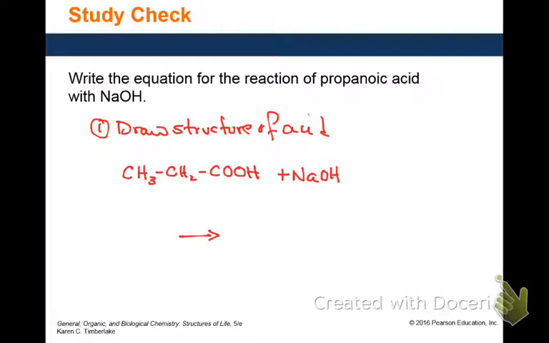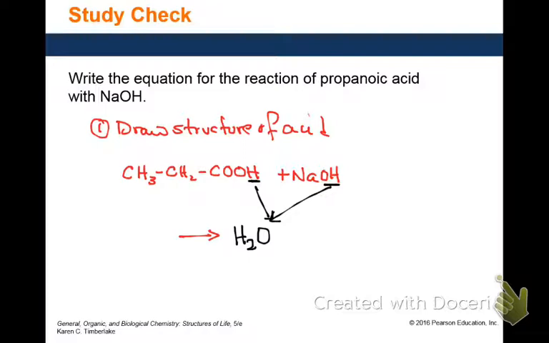What will that do? What's one of the products always in these kinds of reactions? Water. So start with the water, that's the one that's easy to remember. I'm going to change the color of my pen to black. There's an H and there's an OH, and those two come together to form the water.